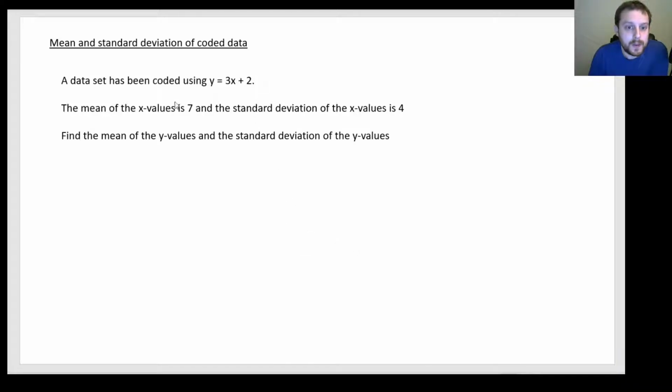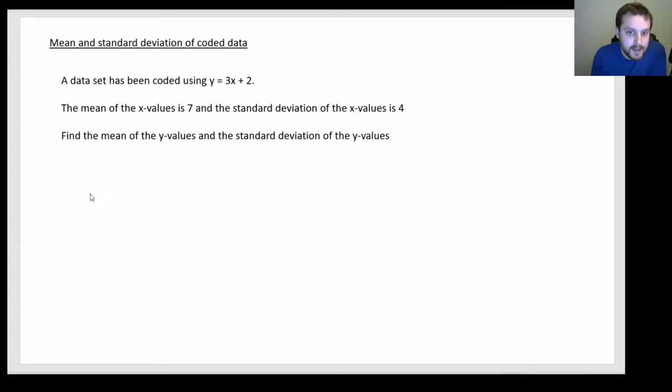So we've got a bunch of x numbers that we actually aren't even told, but we are told the mean of them is 7 and the standard deviation of them is 4. And we're told that we've got coded data, which is we've taken the original data times by 3 and then added 2. So the question is what effect does that have on the mean and what effect does that have on the standard deviation?